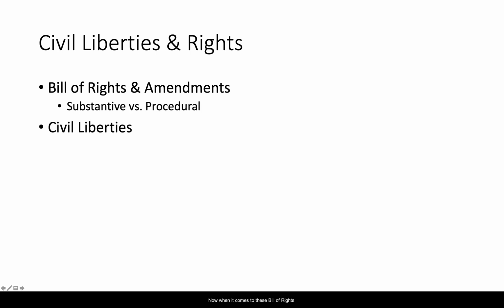Now, when it comes to the Bill of Rights, oftentimes we define the first 10 amendments as civil liberties. And as probably everybody has a general context of, oftentimes we associate this with the First Amendment. And if you read the Bill of Rights in the textbook, or you can find them online, you'll notice that in the First Amendment, it says very explicitly, Congress shall make no law.